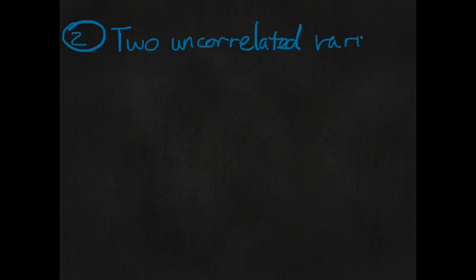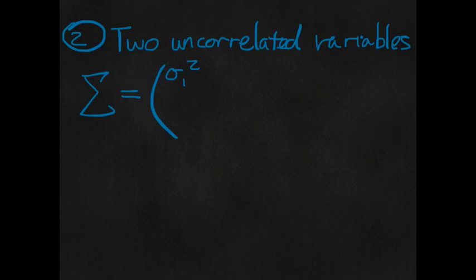Two uncorrelated variables. Now, if my variables are uncorrelated, mathematically, that means that my error covariance is diagonal. Okay, the two variables don't talk to each other. They've definitely got errors in the measurement, so they're on the diagonal terms, but they're uncorrelated errors, so they're zeros for the off-diagonal elements.